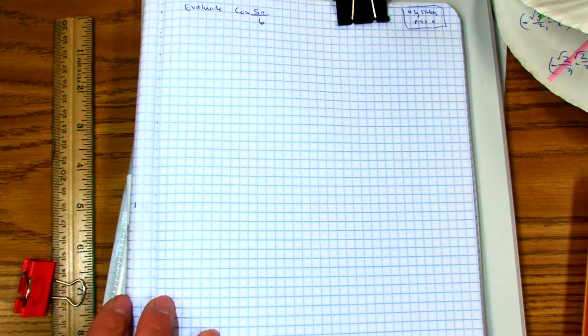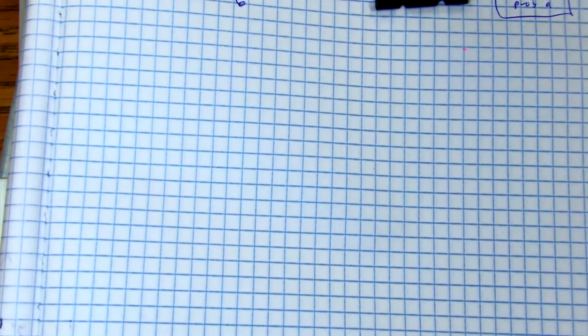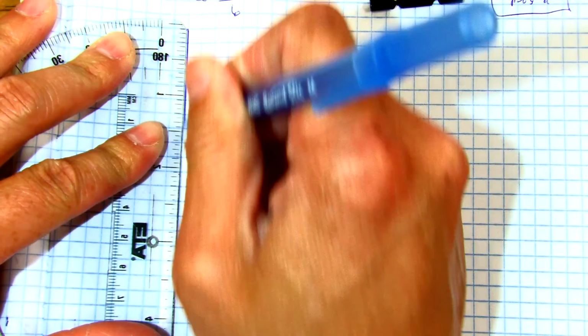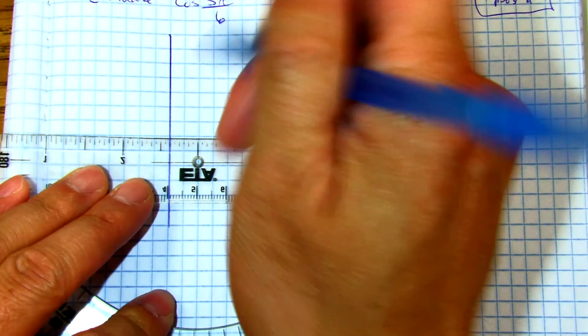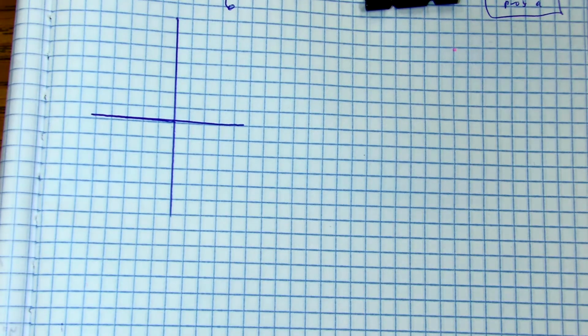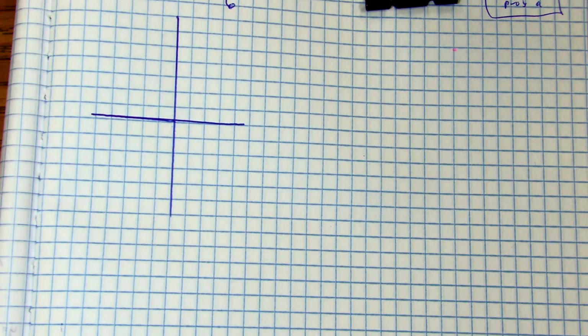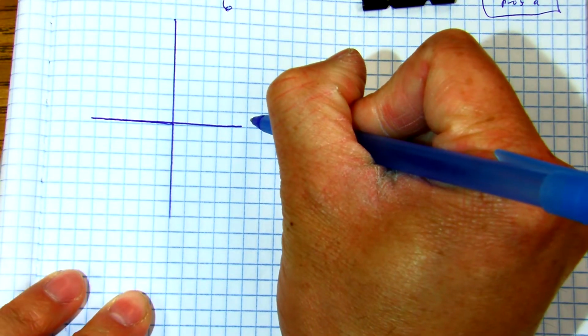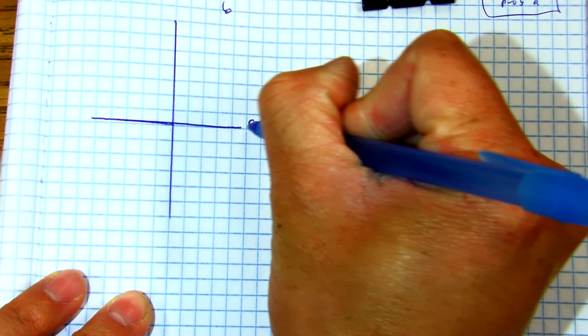Alright, so let's evaluate cosine of 5π/6. To do that, I'm going to call on students, and you're going to help me figure out the quadrantals. Sebastian, tell us the quadrantals in radians. So 0, π over 2.